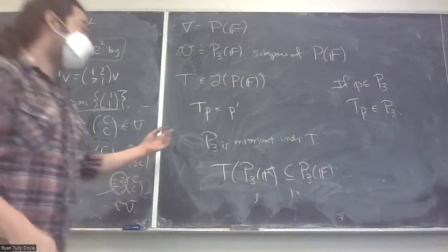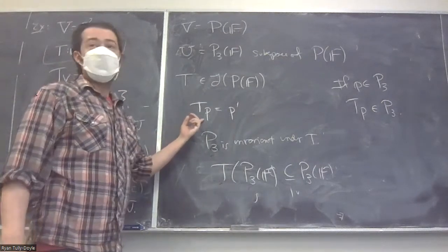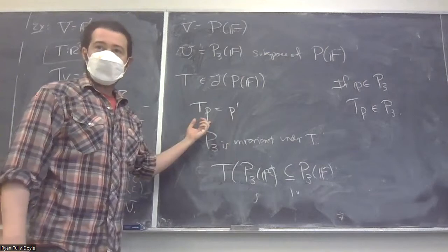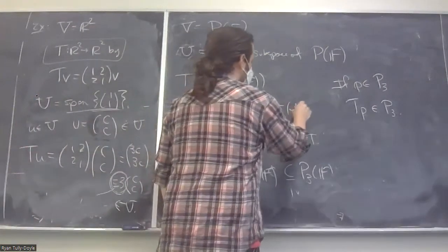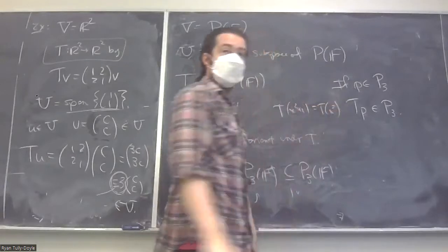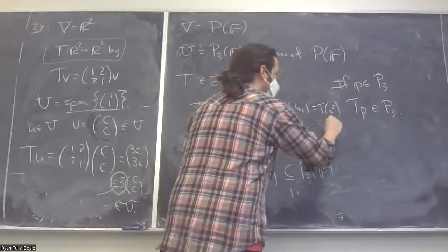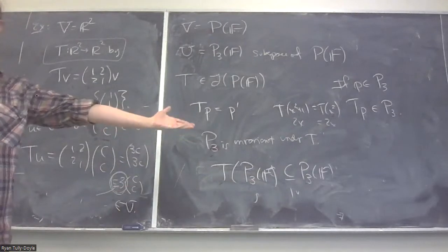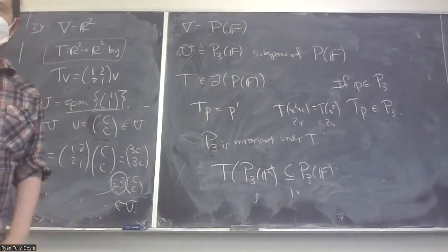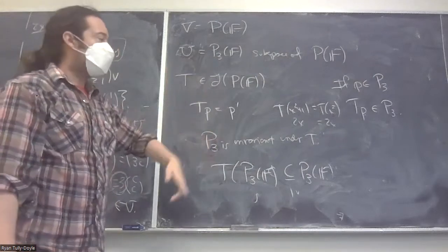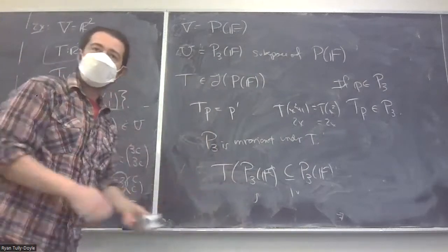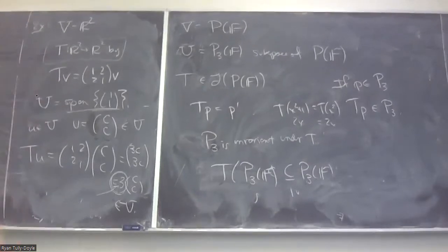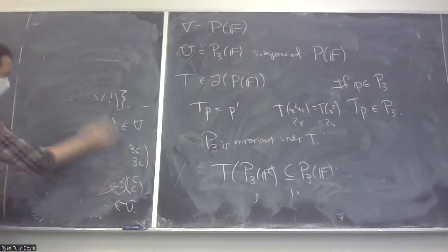So is T injective then? No. In fact, T is not injective, nor is it surjective. It's not injective because it destroys all constants, right? T of x squared plus 1 is equal to T of x squared. So this is 2x, and this is also 2x, but those inputs were different. So it's not injective, and it can't be surjective, because you can't get a degree 3 polynomial out of a derivative of a degree 3 polynomial. So T is neither surjective nor injective, and yet it still has invariant subspaces.